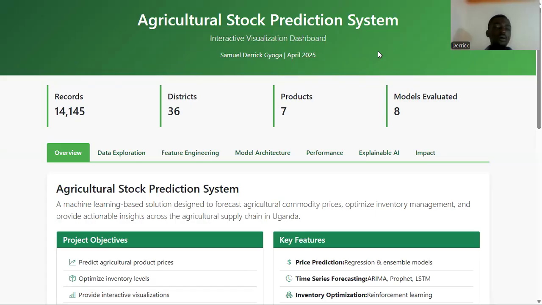Hello everyone, my name is Samuel Derek Joga, and I'll be taking you through the agriculture stock prediction system, which is a machine learning based solution designed to forecast agricultural commodity prices, optimize inventory management, and provide actionable insight across the agricultural supply chain in Uganda.